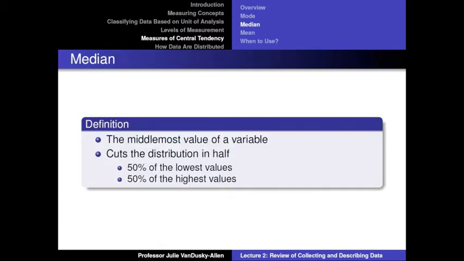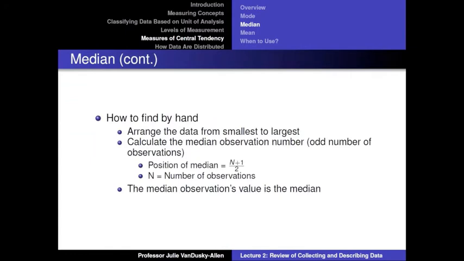The second measure of central tendency is the median. The median is the middlemost value of a variable. It cuts the variable in half, with the lowest 50% of values on one side and the highest 50% of values on the upper side. To find the median by hand, you arrange your variable from smallest to largest value. Then you find the median observation number. The position of the median when you have an odd number of observations is equal to the number of observations plus 1, and that value divided by 2. The median observation's value is the median.